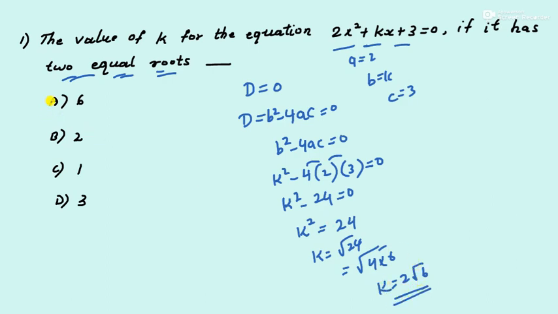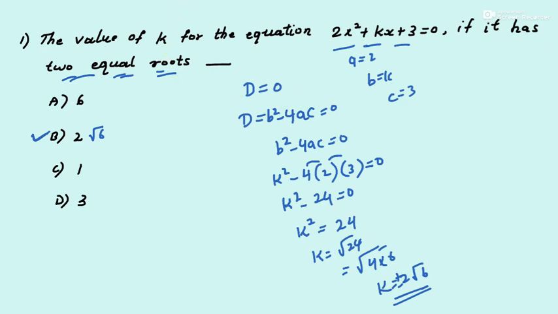Here, I think the options written over here are not proper. The correct value is 2 root 6 for this question. Yes, this is the right answer. It can be plus or minus 2 root 6, both of them are correct. In the options, I think root 6 is missed. So this is how you have to solve: understand the question, write the formula, substitute, and you will get the value.